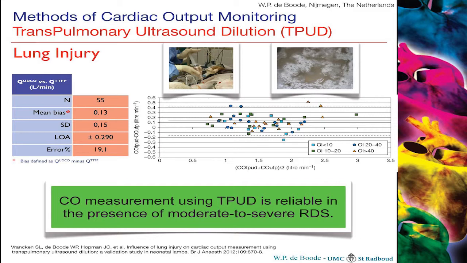And in a lamb model, we used surfactant washout, and we made an RDS, and we evaluated this method, and we saw that the accuracy and precision is in the acceptable range, so we concluded that ultrasound dilution technology is reliable in the presence of a moderate to severe RDS.